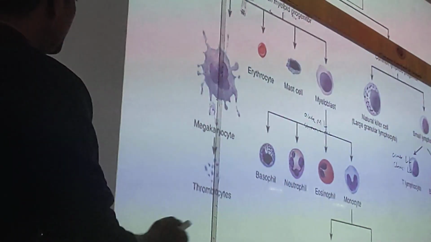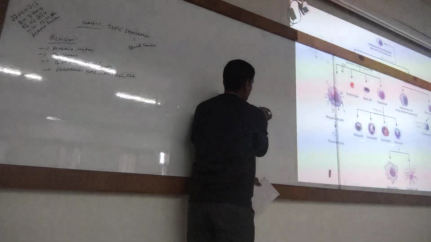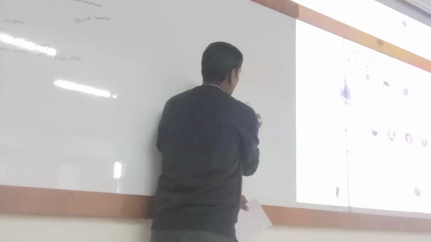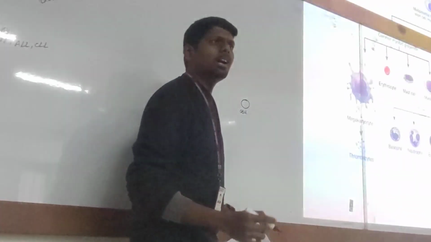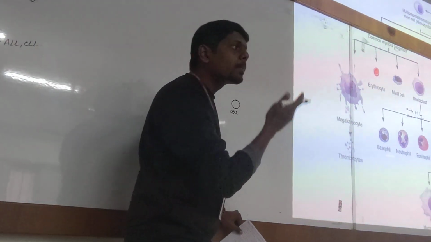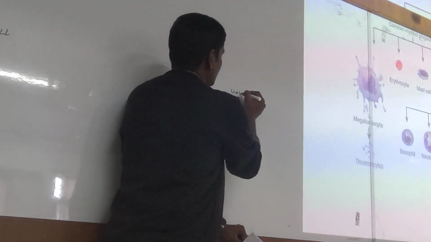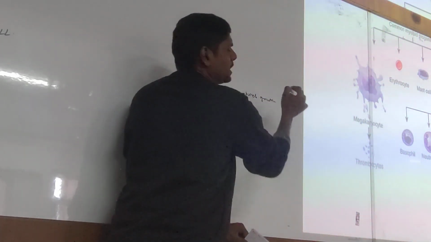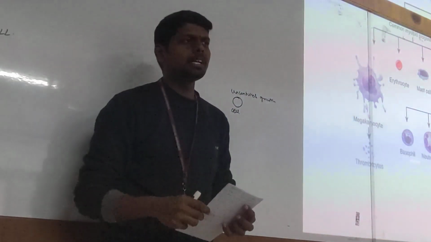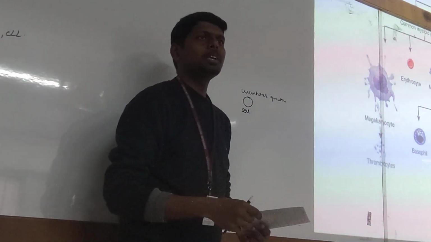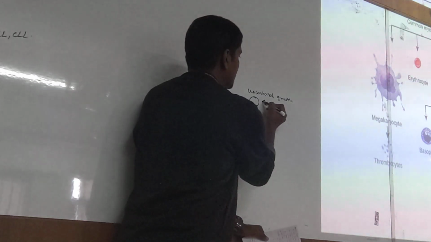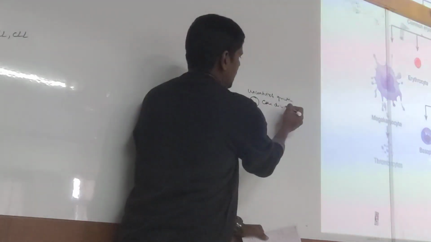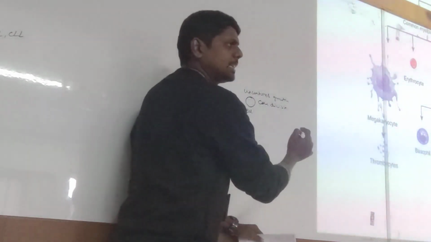What do you mean by a cancer? Tell me, students. Uncontrolled growth. Is growth the correct term? Growth means growth of the cell. That is not the correct term. Division. Yeah, uncontrolled cell division. Uncontrolled cell division is called cancer.